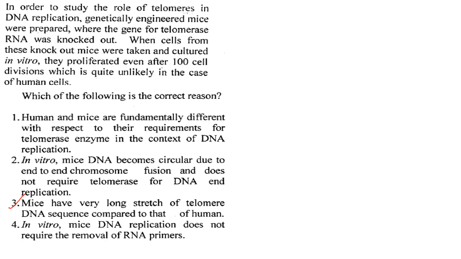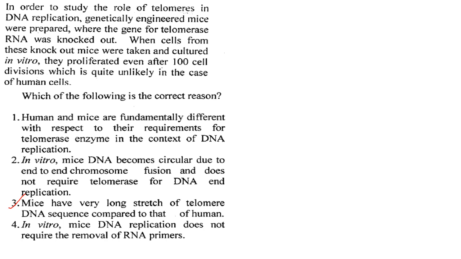When cells from these knockout mice were taken and cultured in vitro, they proliferated even after 100 cell divisions, which is quite unlikely in the case of human cells. Human cells, I told you already, have telomerase RNA present, and human cells have a tendency to reduce the length of the DNA upon each cell division. So in order to prevent that, telomerase is active at the ends of the chromosome. So they prevent the chromosome from shortening in length after each cell division.